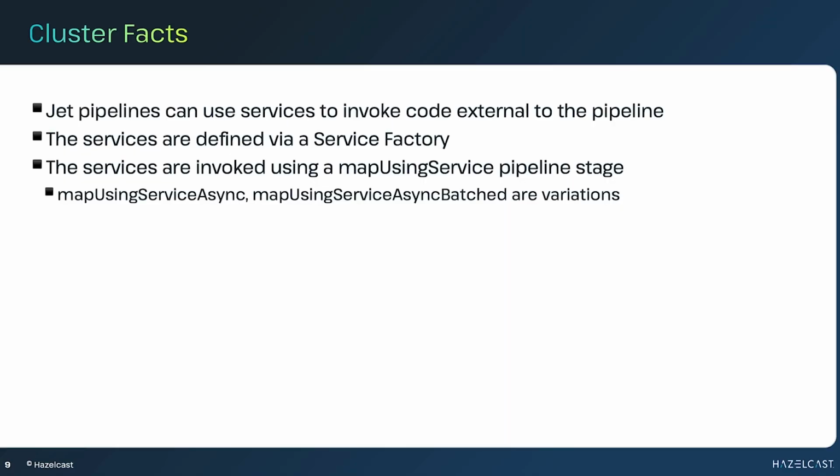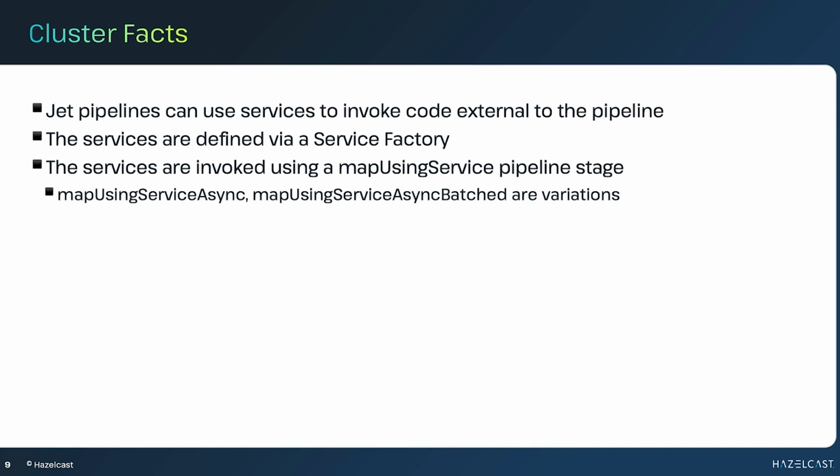Jet pipelines can invoke external services to leverage code that exists outside of Jet, while still providing Jet's benefits of concurrency, high throughput, and low latency. We define our services using a service factory, where we flag them as shared or non-shared, as well as cooperative or non-cooperative. Our services can then be invoked by a map-using service pipeline stage.